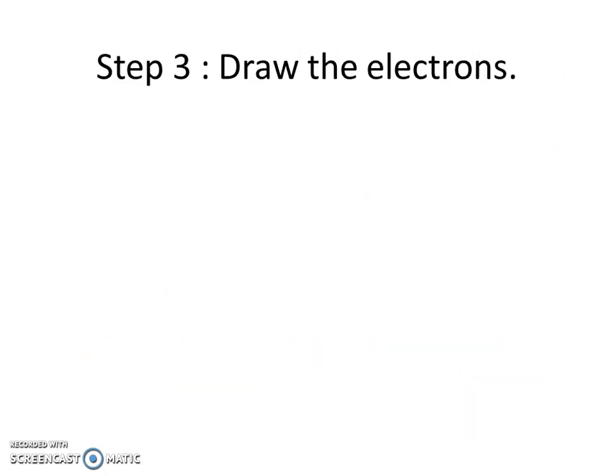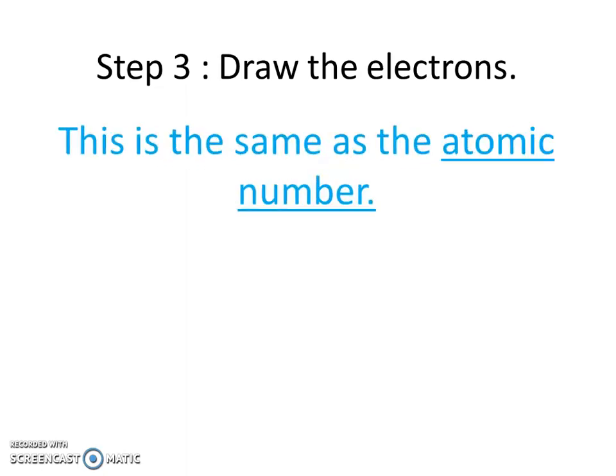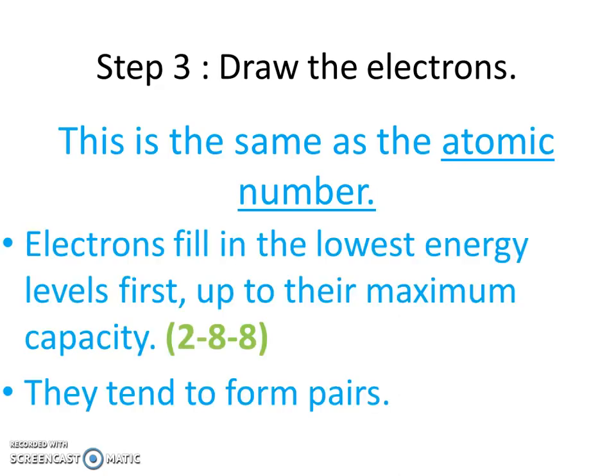Step 3 is to draw the electrons. This is the same as the atomic number, so however many protons you counted, that's going to be the same for the number of electrons, assuming that it is a neutral atom. The electrons fill in the lowest energy levels first. So they fill up energy level 1 before they fill up 2, before they fill up 3, before they fill up 4. And we are going to mainly be dealing with the first 3 energy levels.